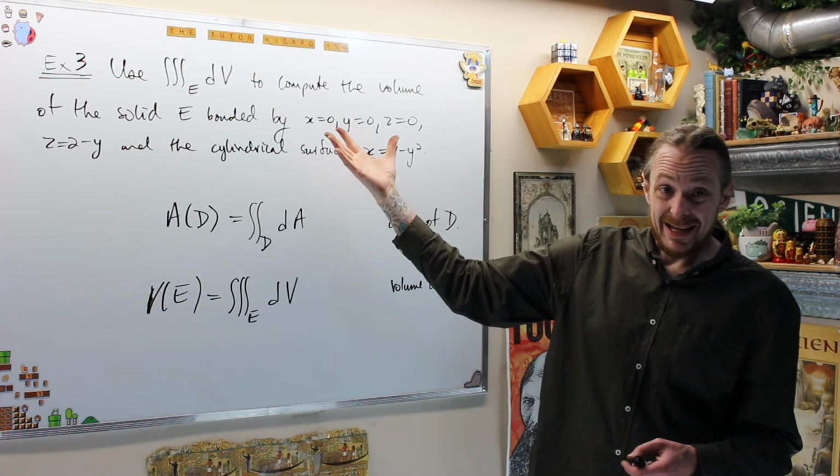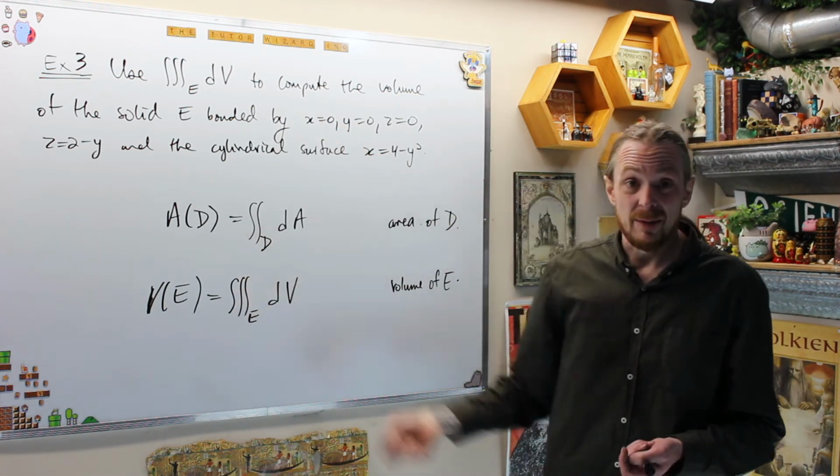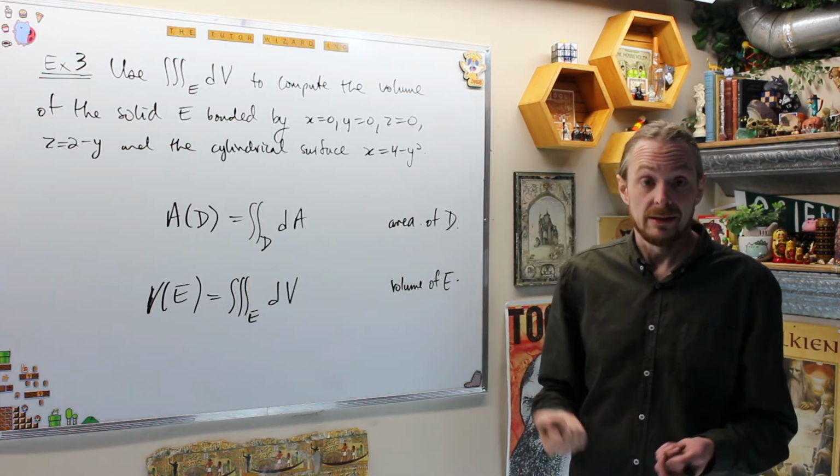So we have to phrase our solid E, draw the picture of it, and then once we have that, we have our bounds, and we can compute that, and we don't have any integrand. We just compute the integrand of 1, which will be nicer to do.